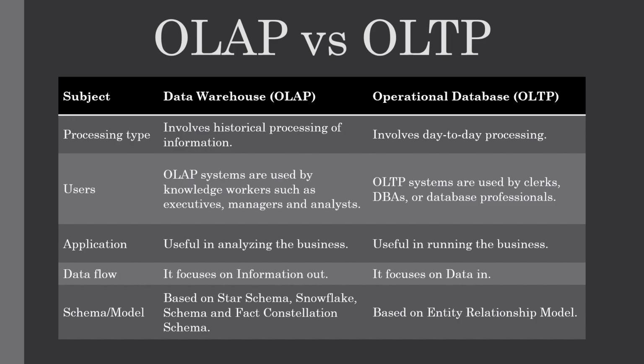Our next topic is schema or model. The data warehouse is based on star schema, snowflake schema and fact constellation schema. On the other hand, the operational database, which is nothing but OLTP, is based on the entity relationship model. We are going to discuss all the schemas as well as the entity relationship model in brief in our upcoming tutorials, where we will discuss what star schema, snowflake schema and fact constellation schema are, with their differences.